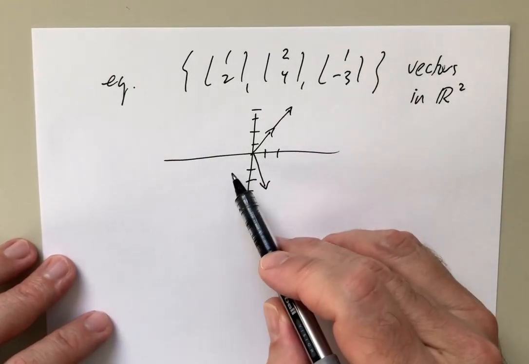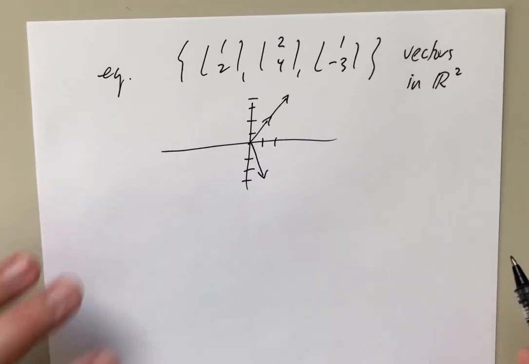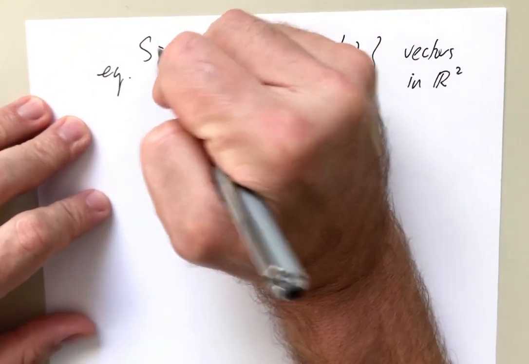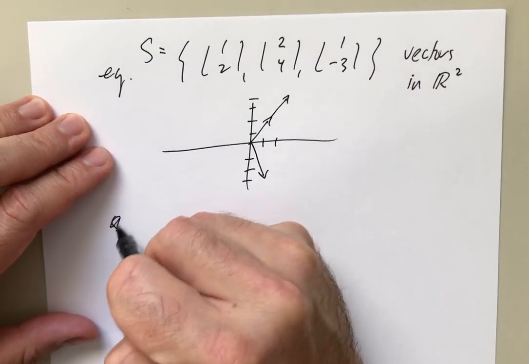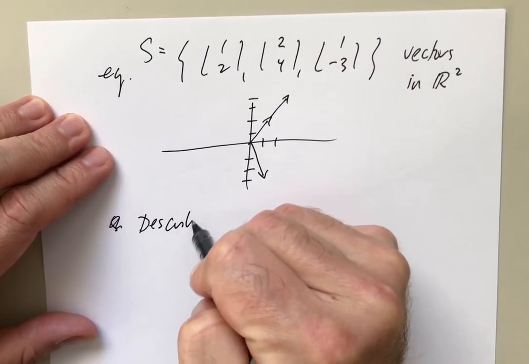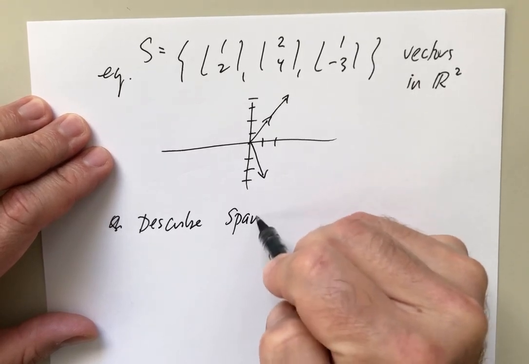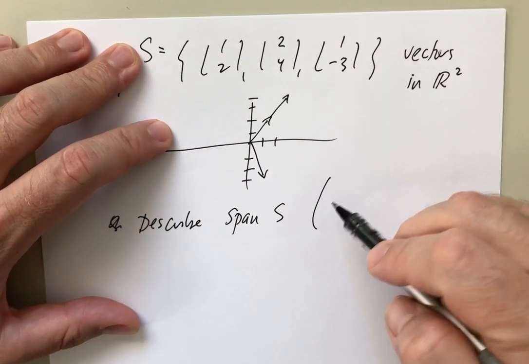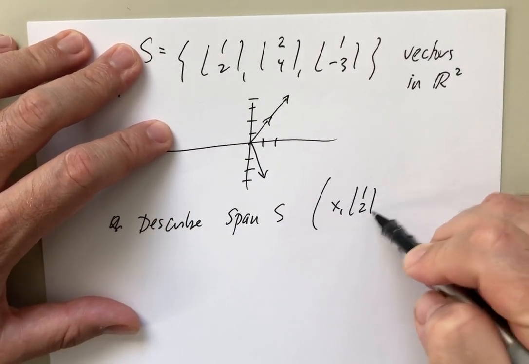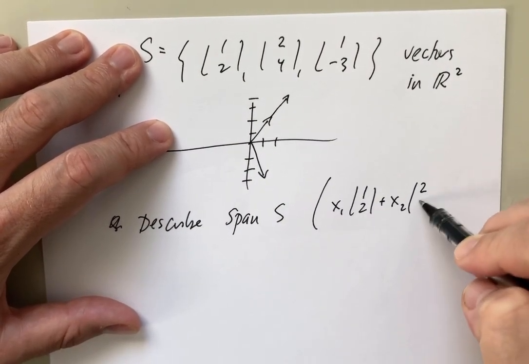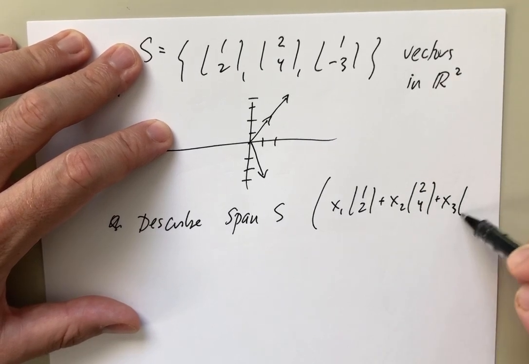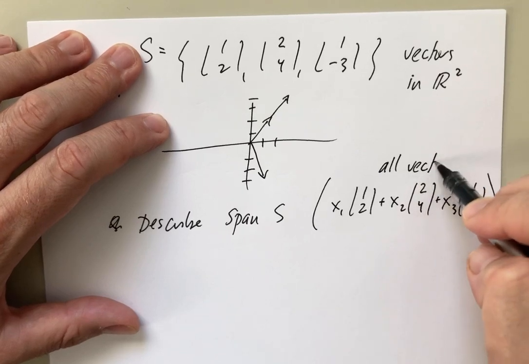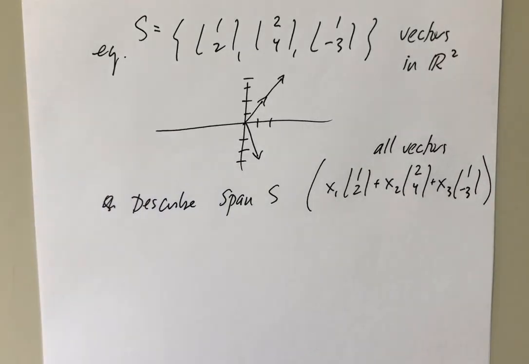Notice that one of them is actually on the line determined by another. And I want to know what's the span of this set. So if this is S, let's describe the span of S. What are all possible linear combinations? Again, what I'm looking for is everything I can get by taking a linear combination of these three vectors. So all vectors that look like that.